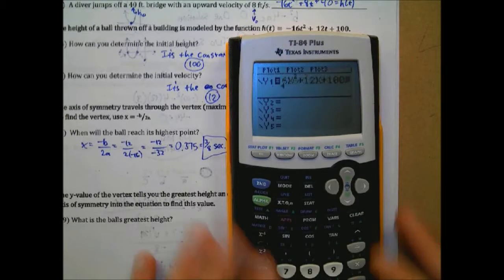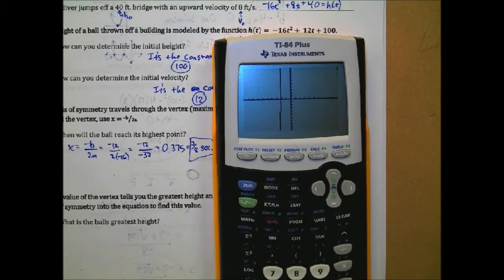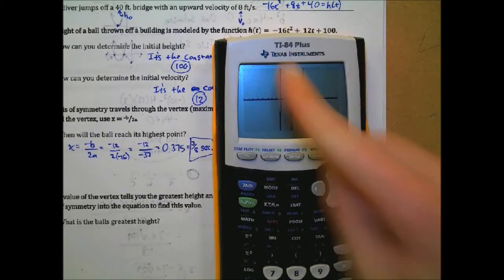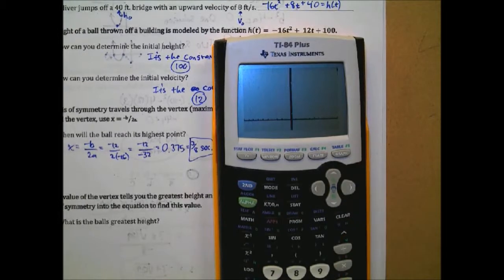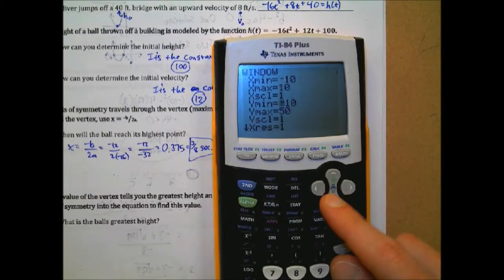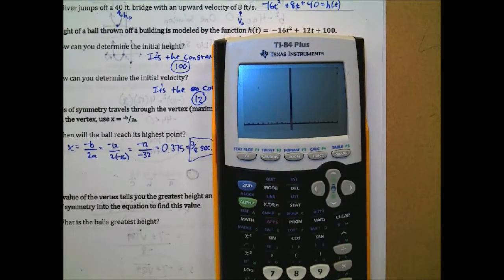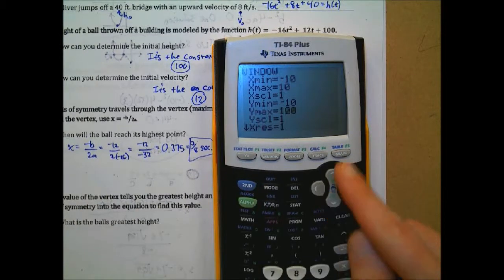Okay, so I'm going to type that function in, graph it. I've got to adjust my window. I've got to go up higher, right? So I'll change my y max. Let's change my y max to be like 50. Go to 100. And then I'll go up a little bit more. Let's try 120.